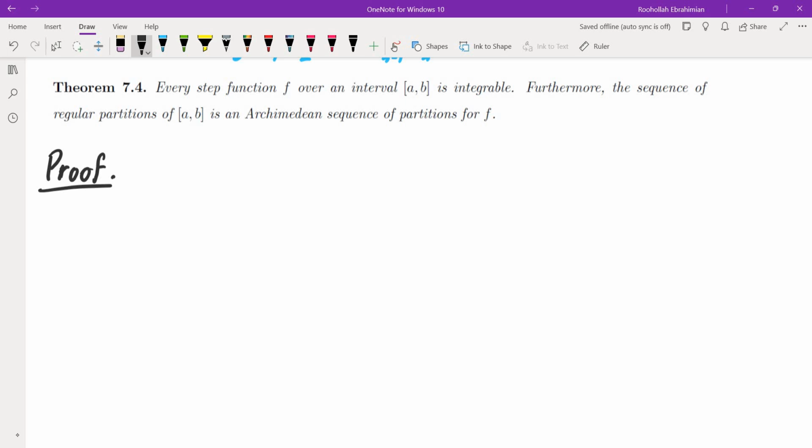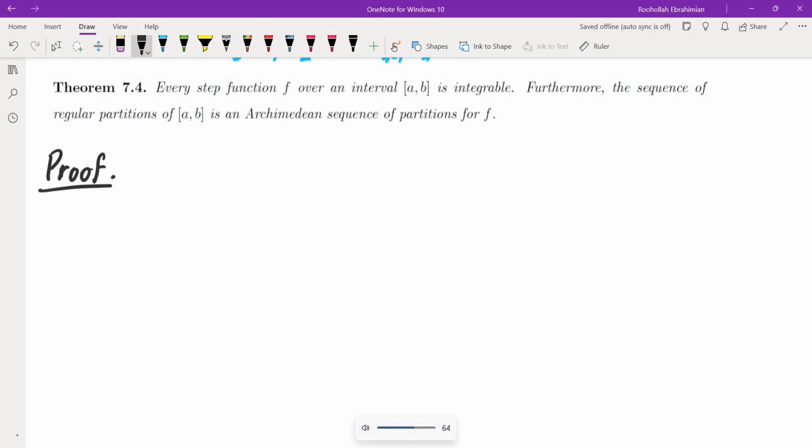Every step function f over an interval [a,b] is integrable. Furthermore, the sequence of regular partitions of [a,b] is an Archimedean sequence of partitions for f. So regular partitions are going to be Archimedean. Okay, so how do we prove this one?